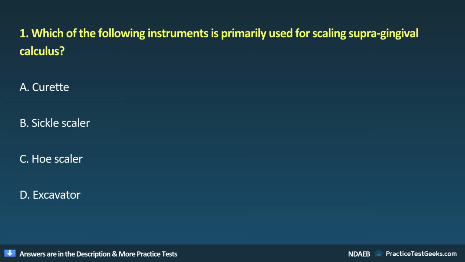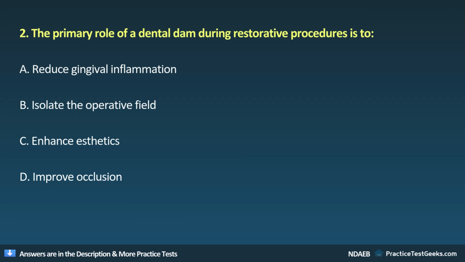1. Which of the following instruments is primarily used for scaling supragingival calculus? A. B. Sickle scaler. C. D. Excavator. 2. The primary role of a dental dam during restorative procedures is to A. Reduce gingival inflammation. B. Isolate the operative field. C. Enhance aesthetics. D. Improve occlusion.